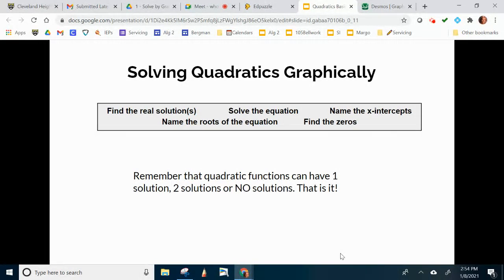When we're solving quadratics and we're looking at the graph, something important that we need to remember is that a quadratic function can have one solution, it can have two solutions, or it can have no solution, and that's it. So let's try to solve some quadratics.